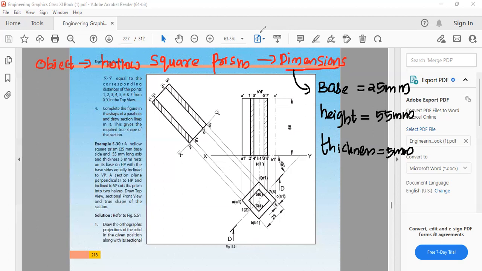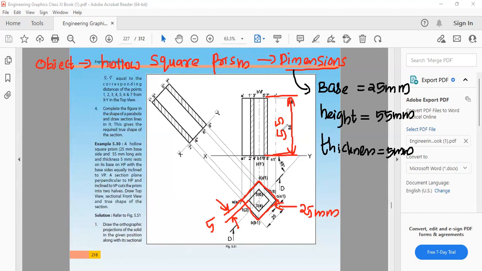Okay, so that thickness means, see, this is the top view of hollow square prism, and this is the base side of the square, 25 millimeter, and here this is the thickness. So this thickness is given, that is 5 millimeter. Then the height is given, height is equal to 55 millimeter.